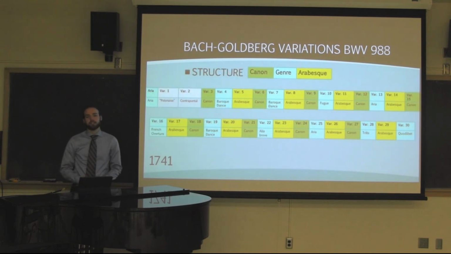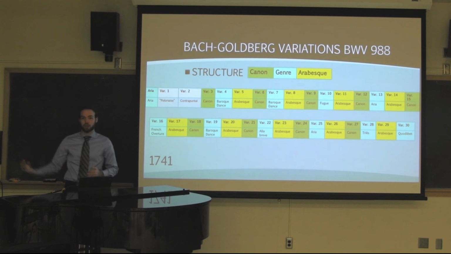In the 30 variations that Bach uses in the Goldberg Variations, he introduces this structural pattern where, starting at the third variation, each third variation is a canon based on an increasing interval. So variation 3 is a canon at the unison, variation 6 moves to the second, variation 9 to the third, and so on up until variation 27 at the ninth.